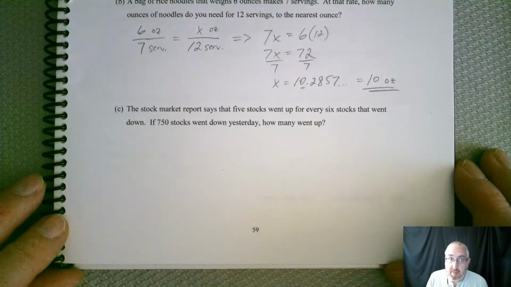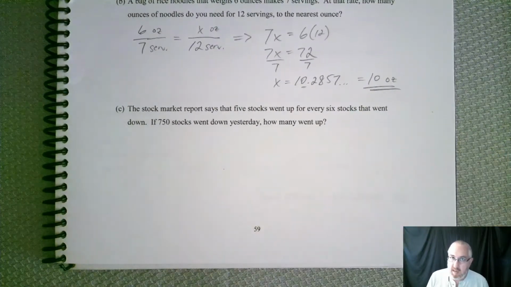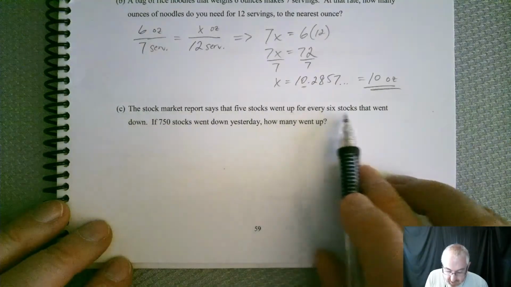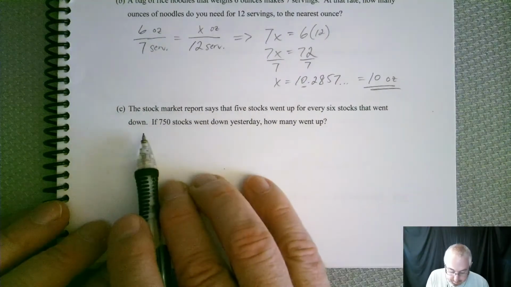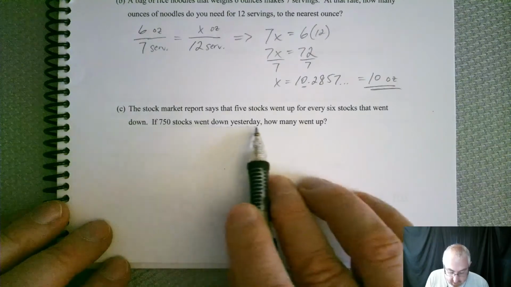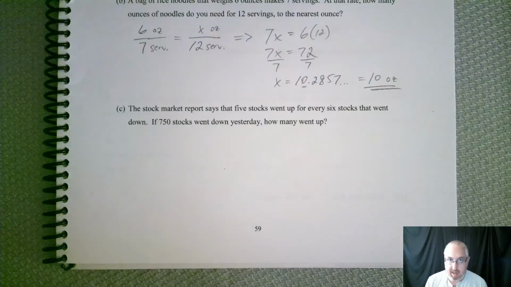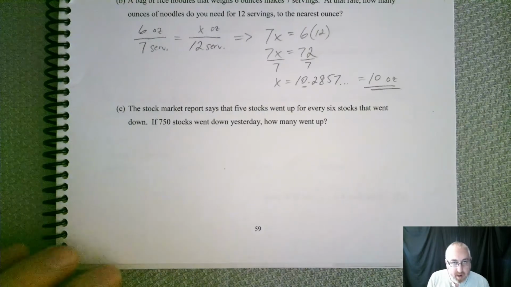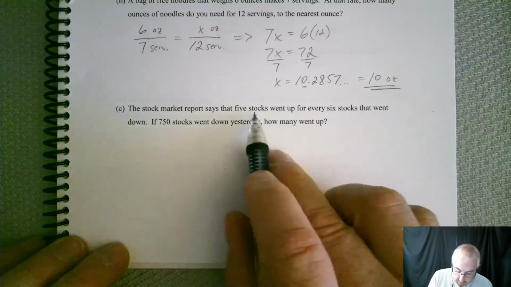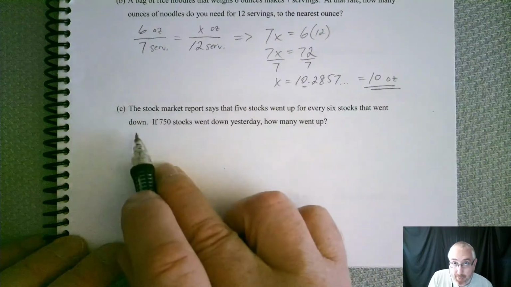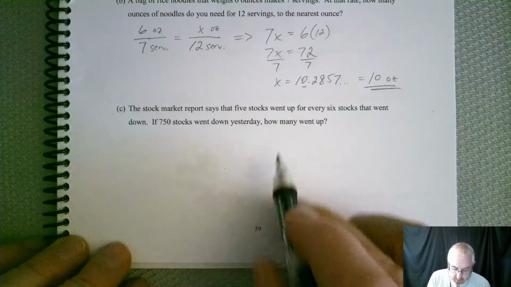This one's a little tricky because the units are all the same thing. A stock market report says that 5 stocks went up for every 6 stocks that went down. If 750 stocks went down, how many went up? So we've got stocks. Using stocks as a way to differentiate between them is not going to be very helpful. But we do know that some are going up and some are going down, so there's the distinction that we can use.